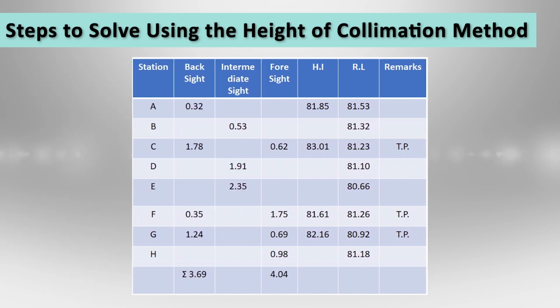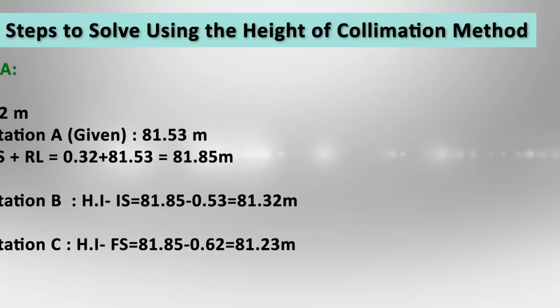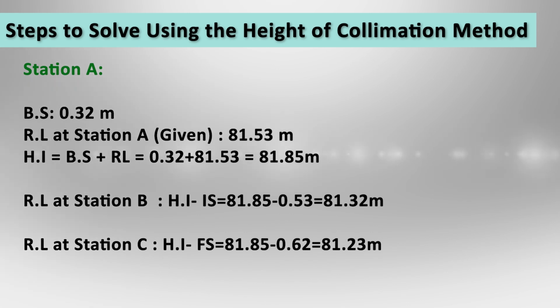So, we have jotted down all the readings, that is back side, intermediate side and foreside, as have been discussed in the previous slides, and now we will calculate the reduced level and height of instruments. For station A, the back side has been given as 0.32 meters, and reduced level at station A has been given as 81.53 meters. So, we will calculate the height of instrument as back side plus reduced level, which will be equal to 0.32 meters plus 81.53 meter, which will be equal to 81.85 meter.